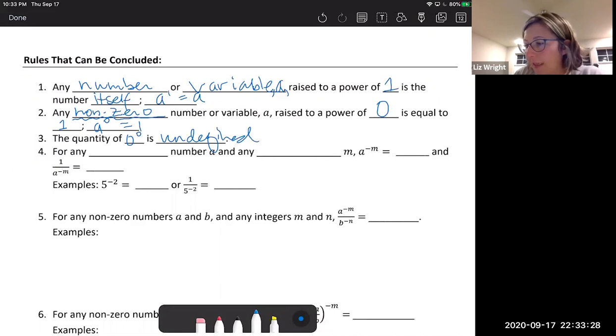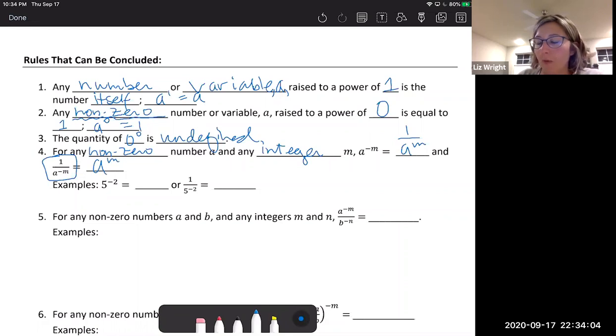And then for any non-zero number A and any integer M, we have A to the negative M. Well, to rewrite that so it has a positive exponent, we're going to do 1 over A to the M. And similarly, if we have this situation where we've got 1 over A to the negative M, in order to make that exponent positive, you just bring it to the numerator. So this one is going to be A to the M.